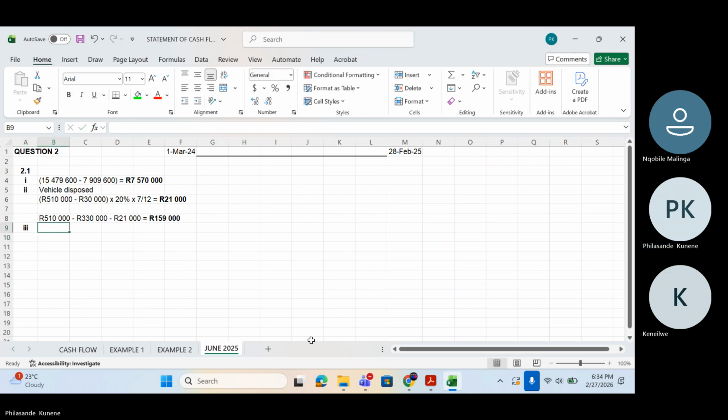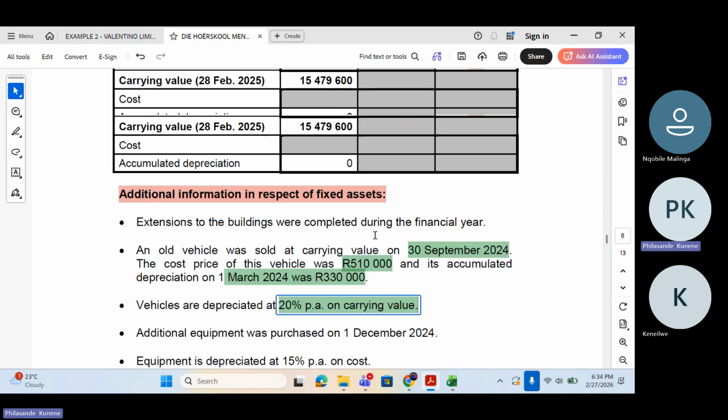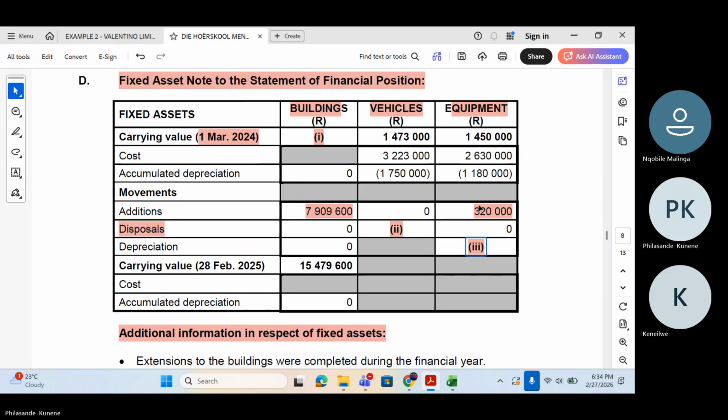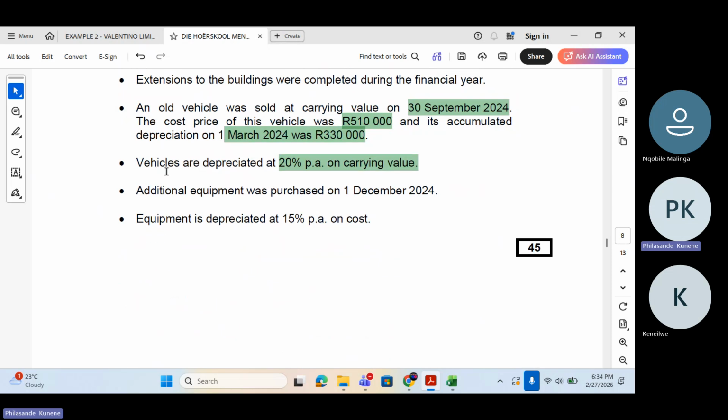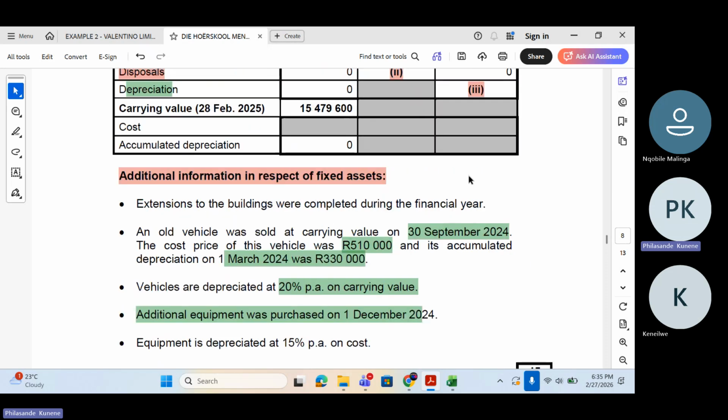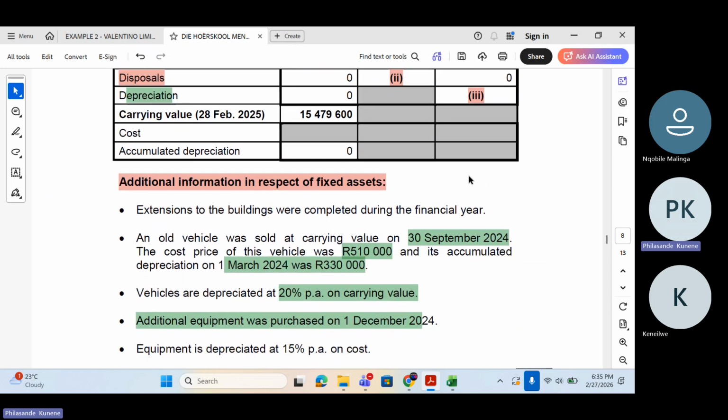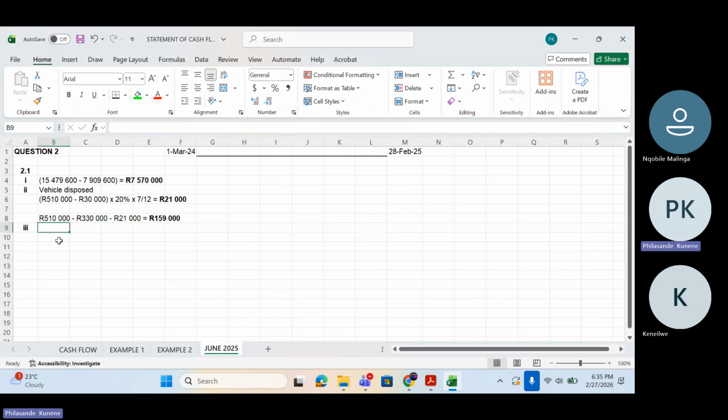What do we need from the third one? Equipment, we need depreciation. We need depreciation on equipment. So now let's go and see the information about the equipment. They're saying additional equipment was purchased during the year. So what is our starting point on this one? Because we need to calculate the depreciation here.